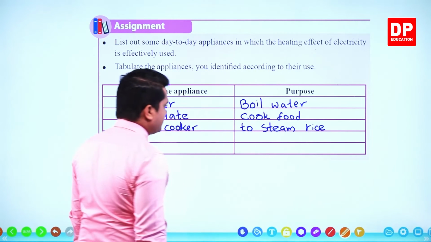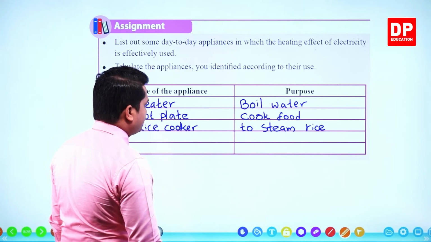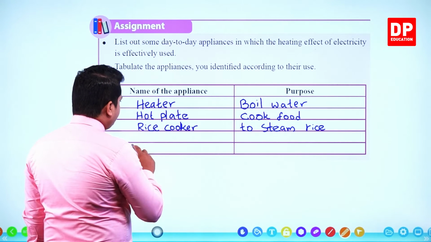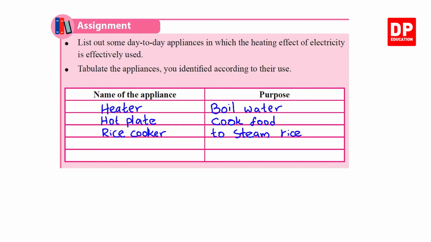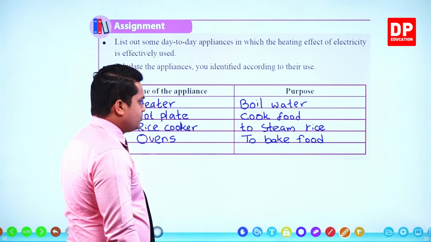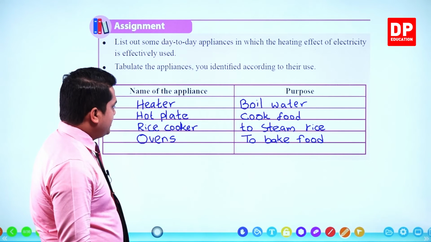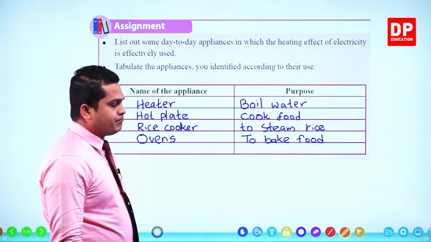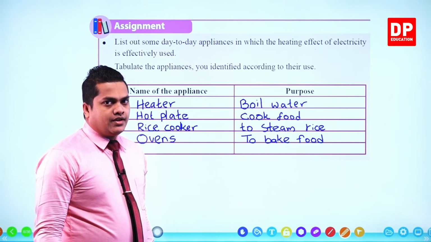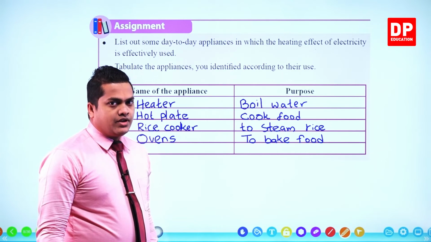To steam rice, rice cooker. Then ovens. Ovens to bake food. Right? To bake food. So these are like 4 appliances, right, that we use in our day-to-day life.